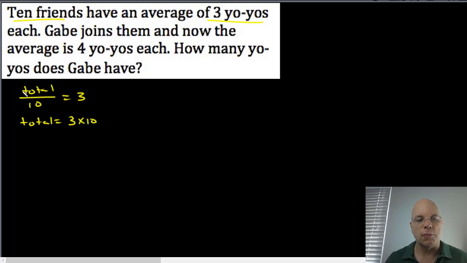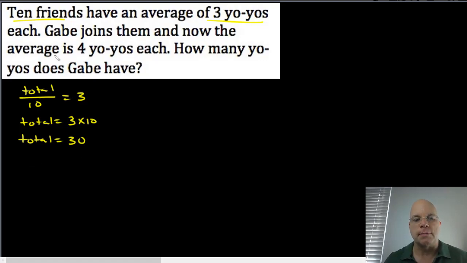In other words, what number would you divide by 10 that would give you a mean or an average of 3? It would have to be 30. 30 divided by 10 is 3. If you can just see this inverse relationship between dividing and multiplying, you can use this information to find the total. Then the 10 friends must have a total of 30 yo-yos.